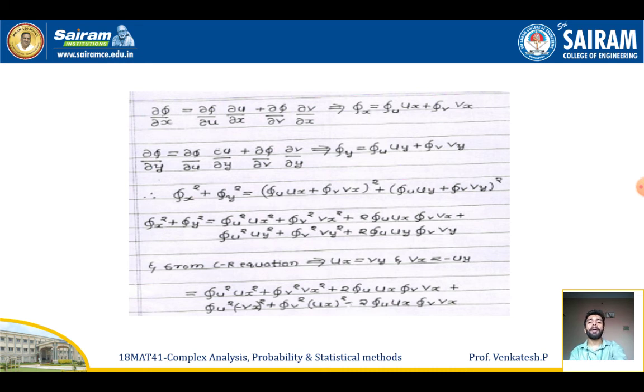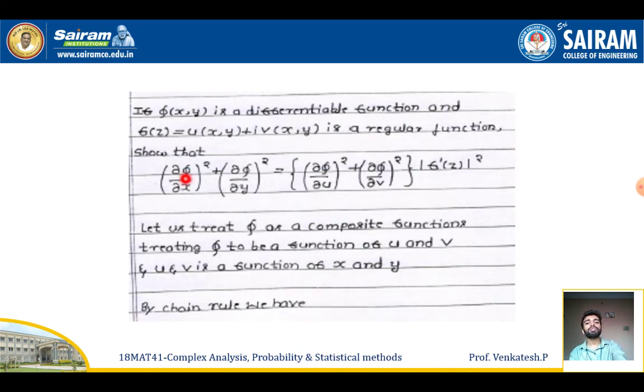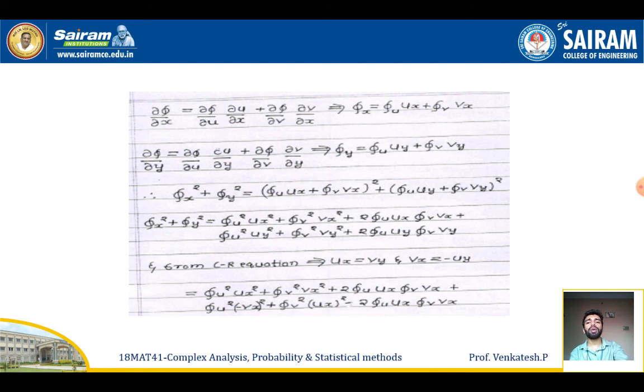Since the equation given is (∂φ/∂x)² + (∂φ/∂y)², I am going to square and add both the equations. So I will be getting φx² + φy² = (φu ux + φv vx)² + (φu uy + φv vy)². On expanding this using the (a+b)² formula, I will be getting φx² + φy² = φu² ux² + φv² vx² + 2 φu ux φv vx + φu² uy² + φv² vy² + 2 φu uy φv vy.